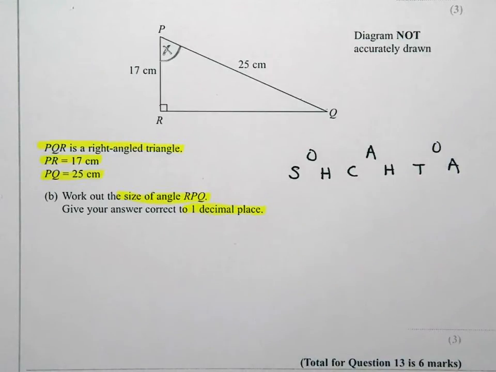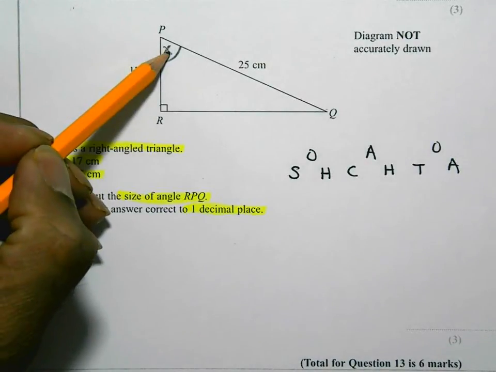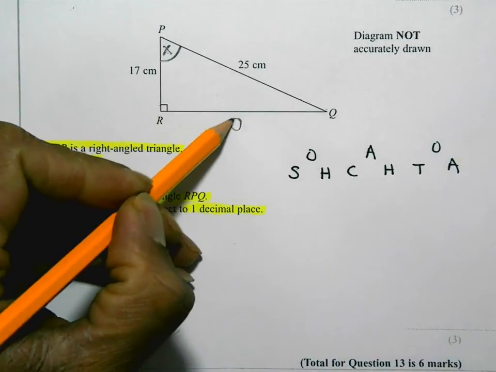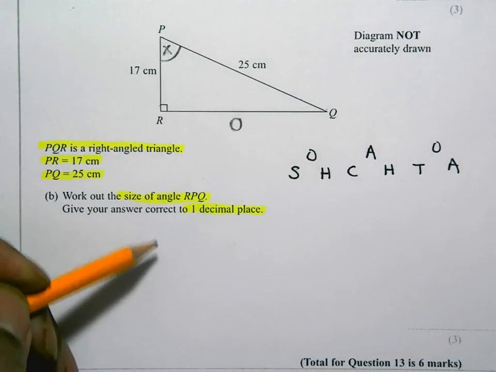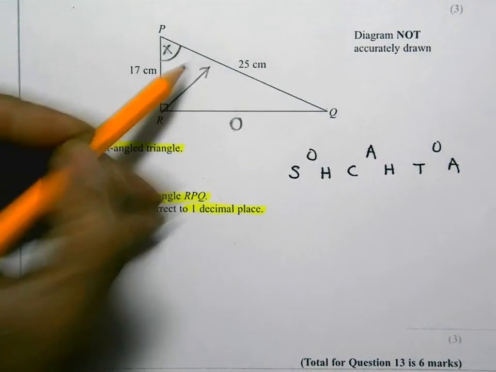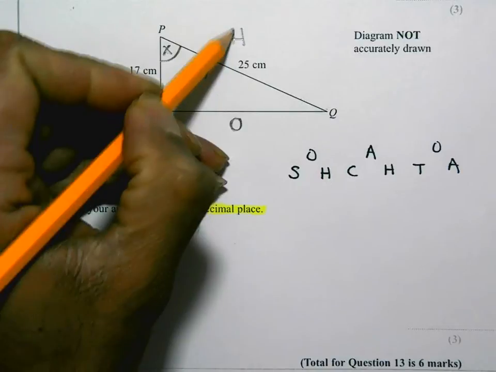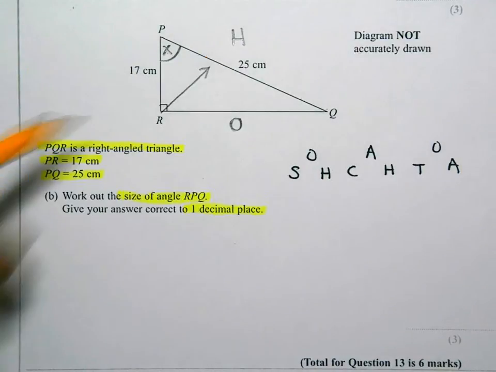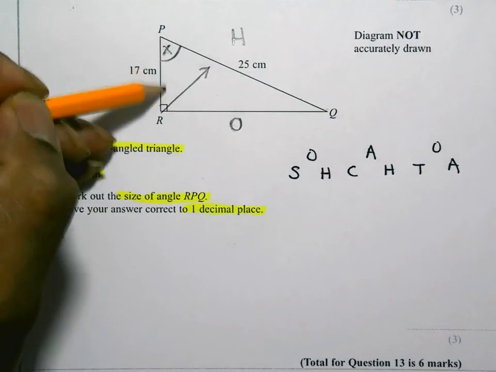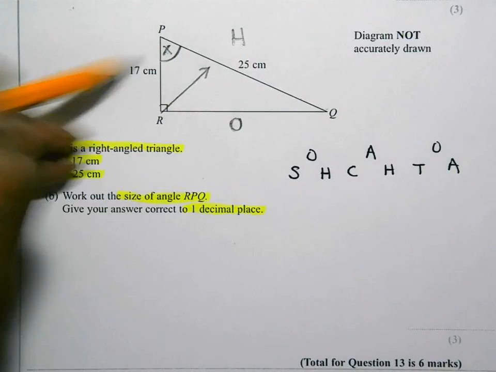So first of all, I am going to label the sides relative to the angle there. That side is opposite the angle, so I'm going to put an O there. Opposite the right angle is the hypotenuse, so I'm going to put an H there. And the side that is left over, or as someone pointed out to me before, between the angle and the right angle, that's the adjacent side.